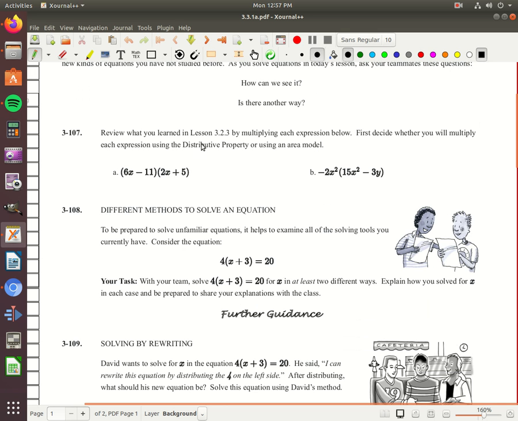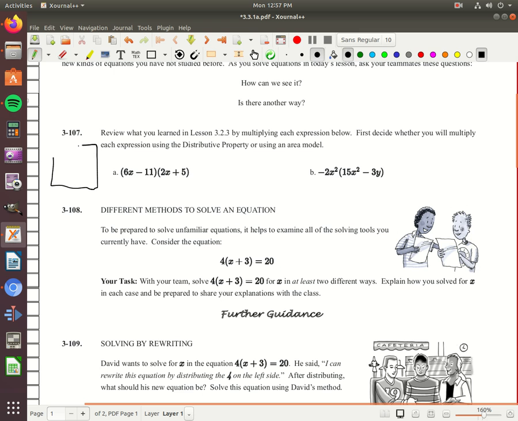So this one says, would you use distributing or area models? Well, this one's a 2 by 2, so probably an area model. This one is a 1 by 2, so we could probably get away with distributing. Hopefully we feel comfortable with these things by now. I would get 12x squared there. Oh, that doesn't look great. I should probably make this bigger, sorry.